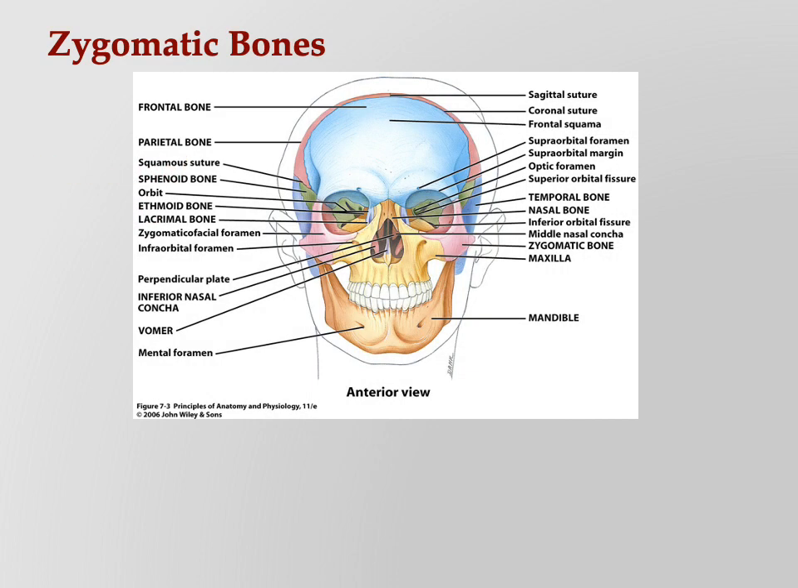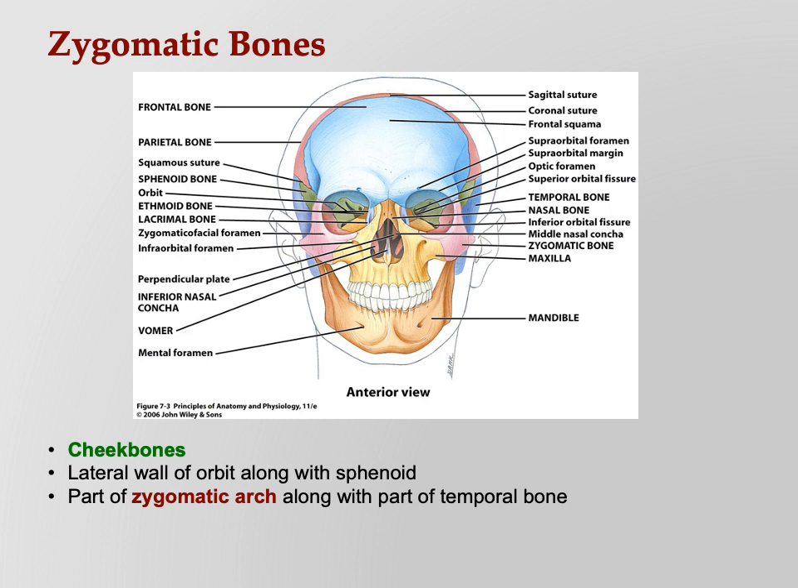So the zygomatic bone, your cheekbones, all right? People say, oh, you have beautiful high cheekbones. Yeah, they're talking about your zygomatic bones, at least in part. Lateral wall of the orbit, along with the sphenoid, part of the zygomatic arch. So again, the little flap on your ear is called the tragus. If you start with your finger there and run all the way over to underneath your eye socket, feel that big giant bony ridge. That's your zygomatic arch.